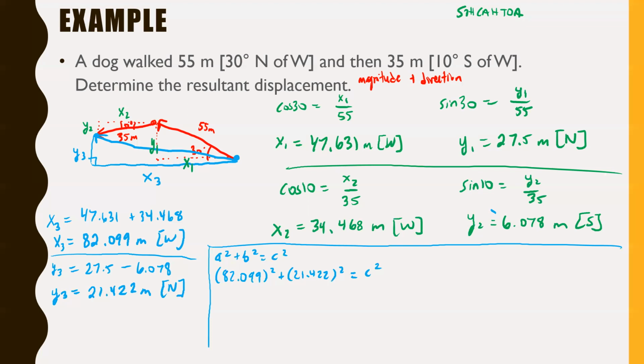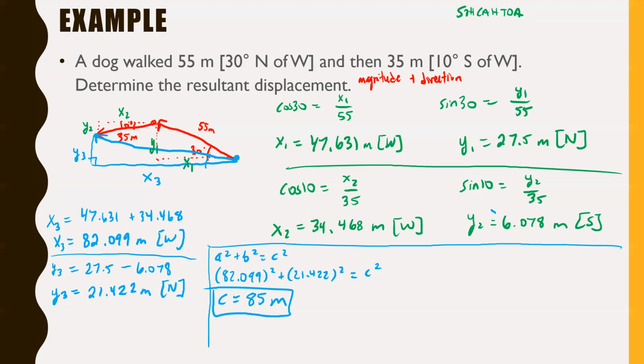I'm not even going to bother writing it down. You've got to square root it. Square rooting both sides, you're going to see that C equals, and this time we can round to our sig digs. There's no ifs, ands, or buts here. It's just 2 sig digs. That's going to be 85 meters. That is our magnitude. We now need our direction.